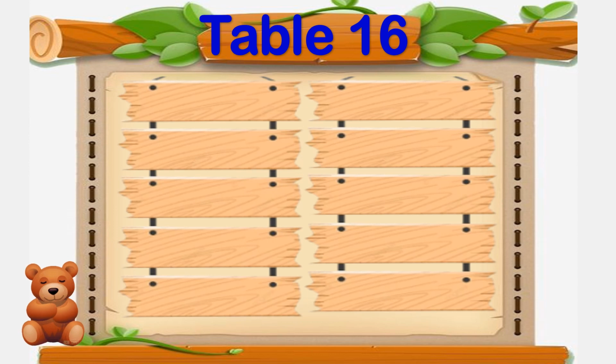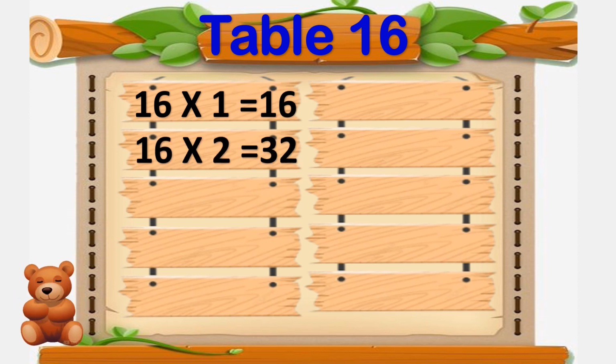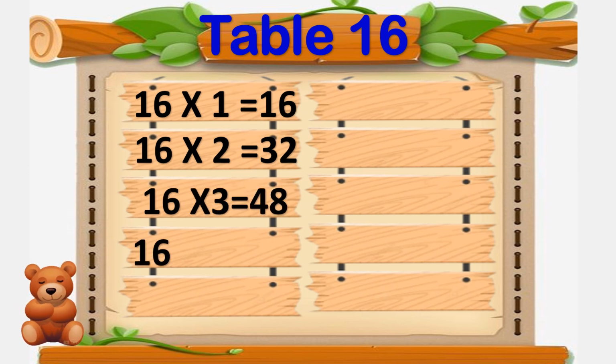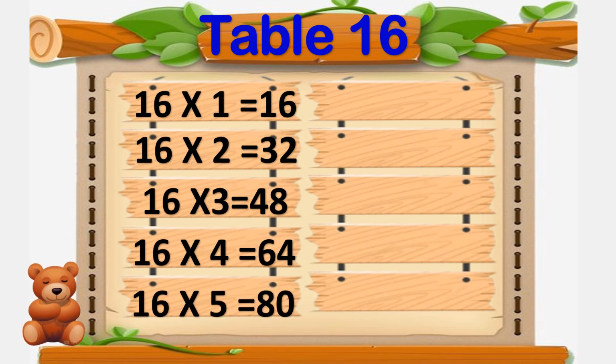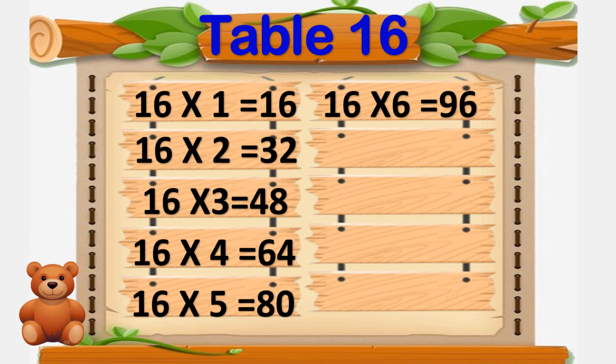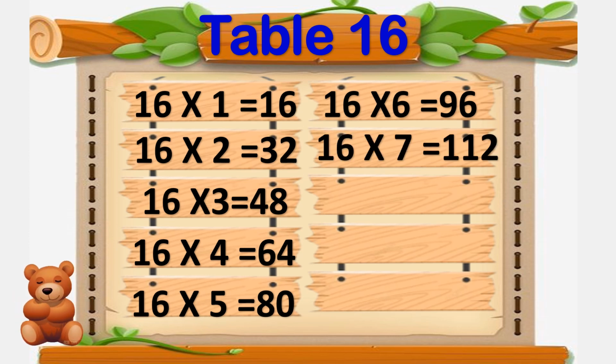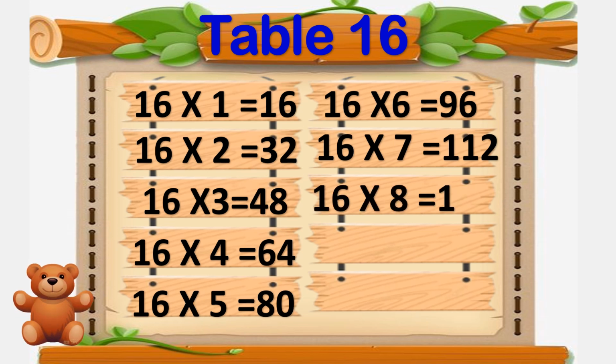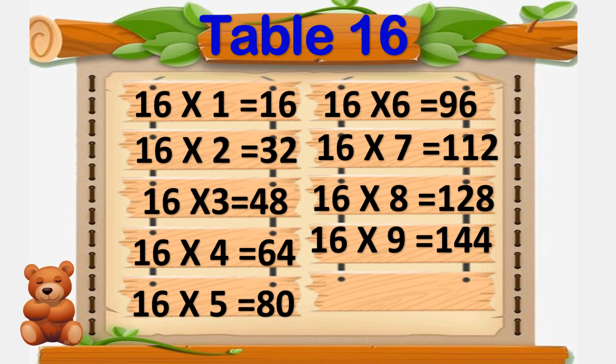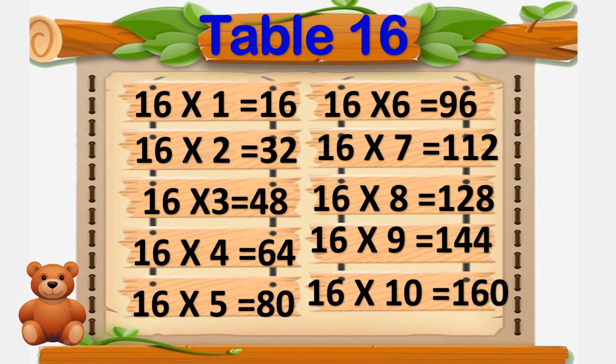Table of 16. 16 ones are 16. 16 twos are 32. 16 threes are 48. 16 fours are 64. 16 fives are 80. 16 sixes are 96. 16 sevens are 112. 16 eights are 128. 16 nines are 144. 16 tens are 160.